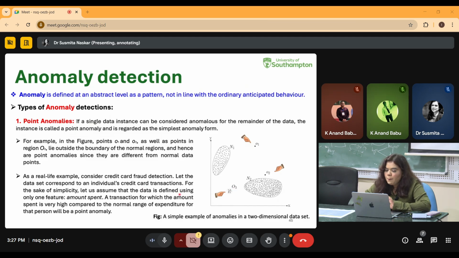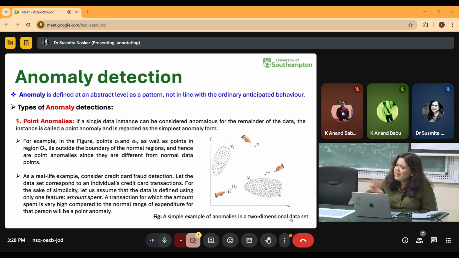A point anomaly generally occurs in a single data set here, right? Now if you look at the points sigma 1, sigma 2 and sigma 3 here, they are outside the normal regions of N1 and N2, and they are considered point anomalies because they deviate from the normal clusters of data points, N1 and N2. As a real life example, think about credit card fraud detection, a very simple example. If you are tracking the amount spent, maybe you always use some usual amount. When a transaction with an unusually high amount compared to the normal spending goes up, you always get a call from the bank, right? Because that's when they understand there is some kind of fraud.